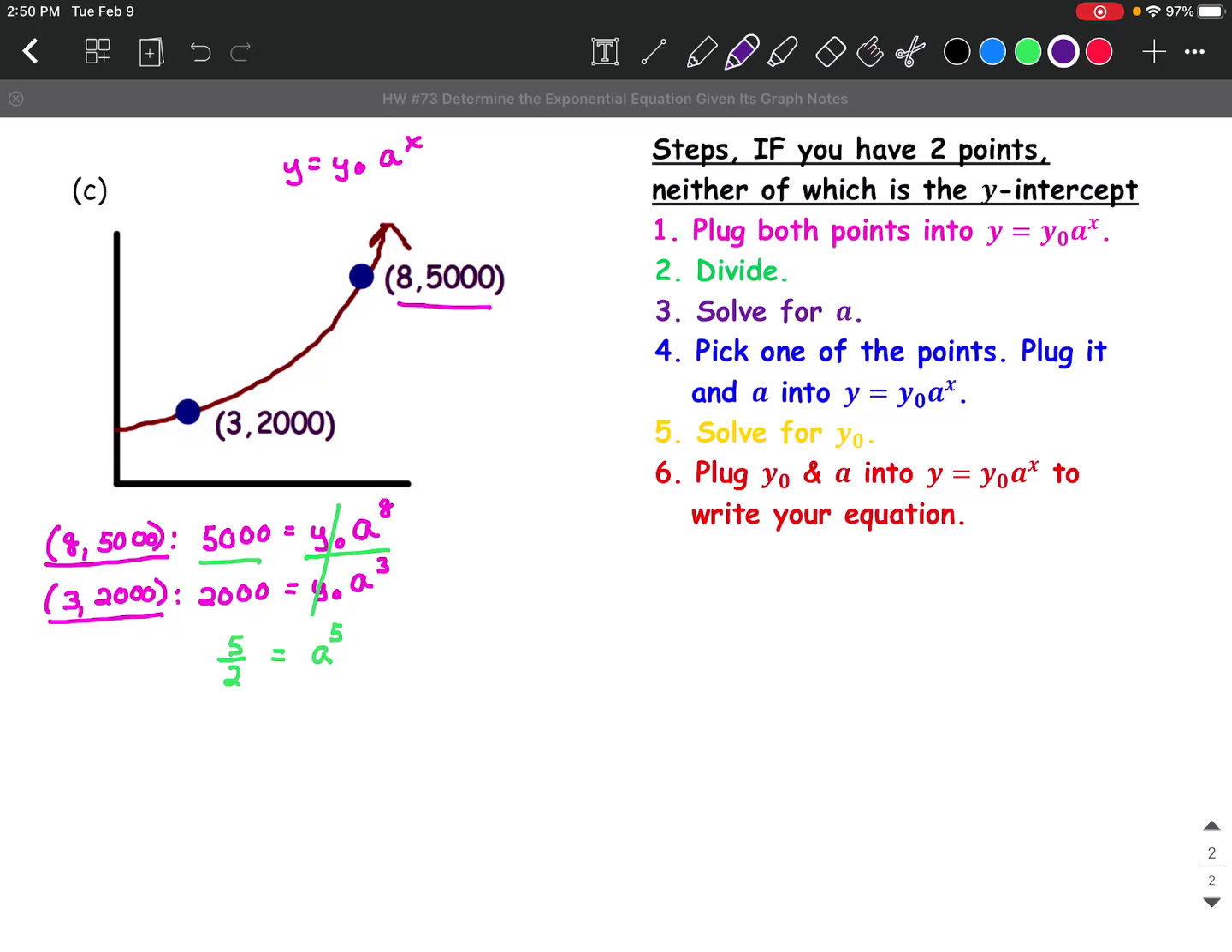In order to solve for a, we raise this to the reciprocal exponent. So we're going to raise that side to the 1/5, which means I need to raise this side to the 1/5. Now we need to go to our calculator to find that value.